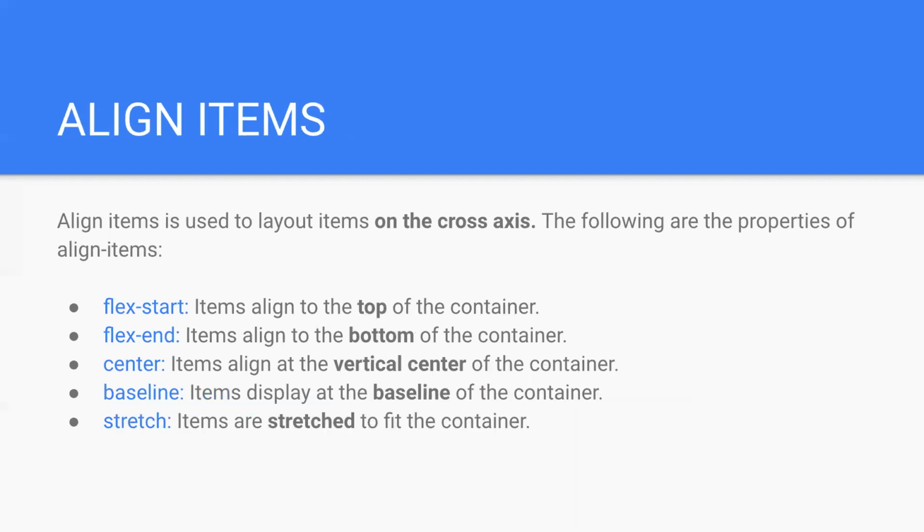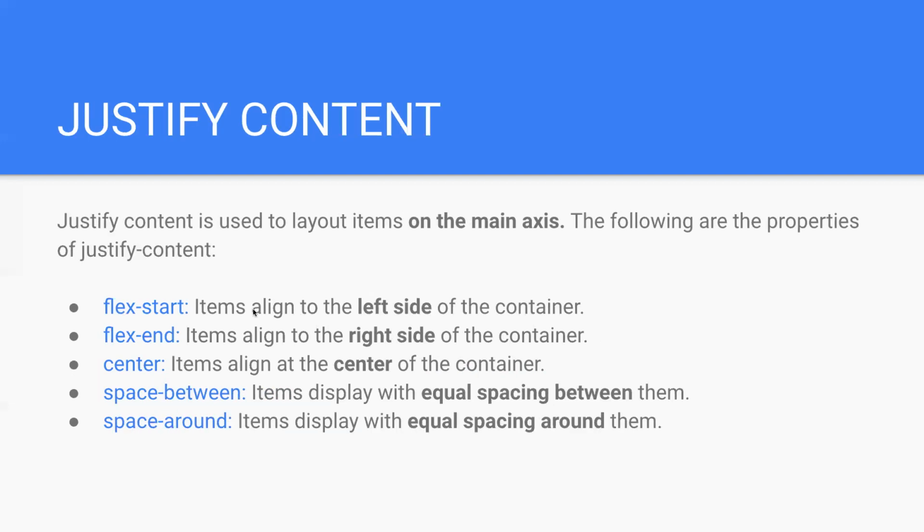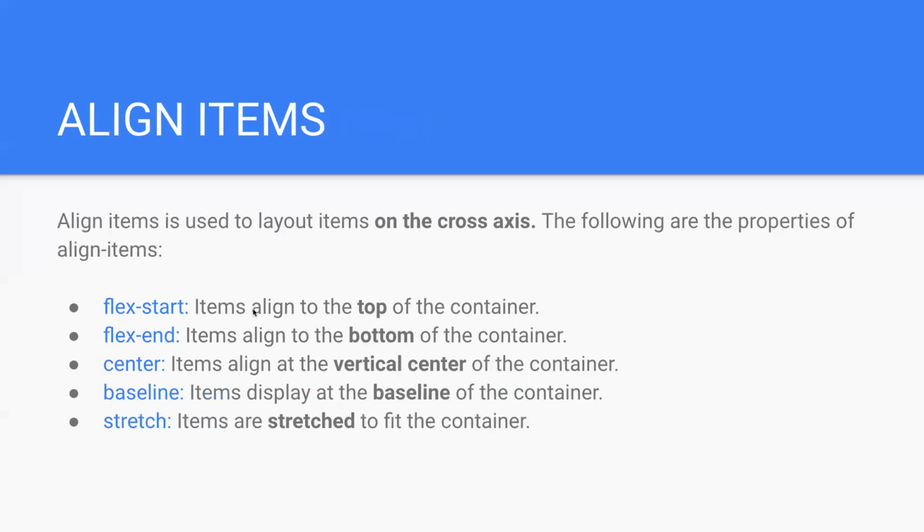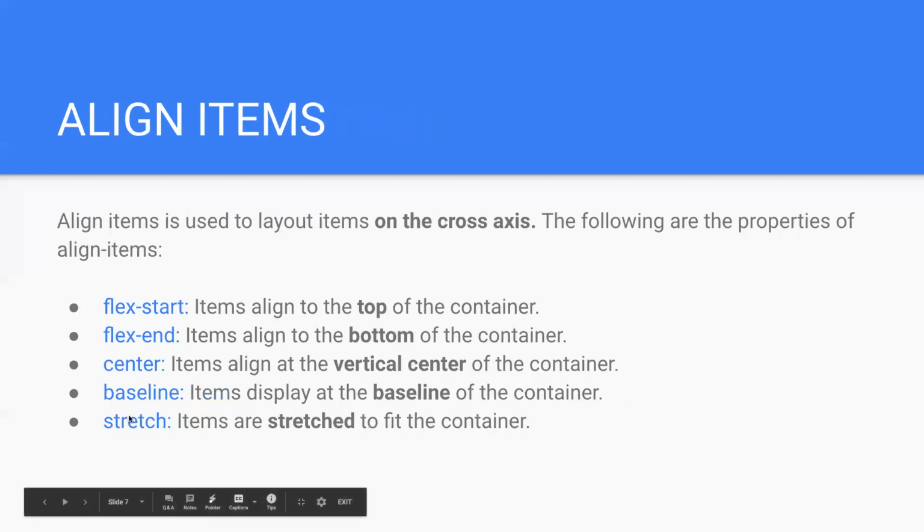All right. Then we have align items. Align items is used to lay out items on the cross axis, right? And it has certain properties: flex start, flex end, center, and instead of what we had here, space between and space around, we have stretch, and then we have baseline. Let me just do a quick explanation of what baseline means, okay?